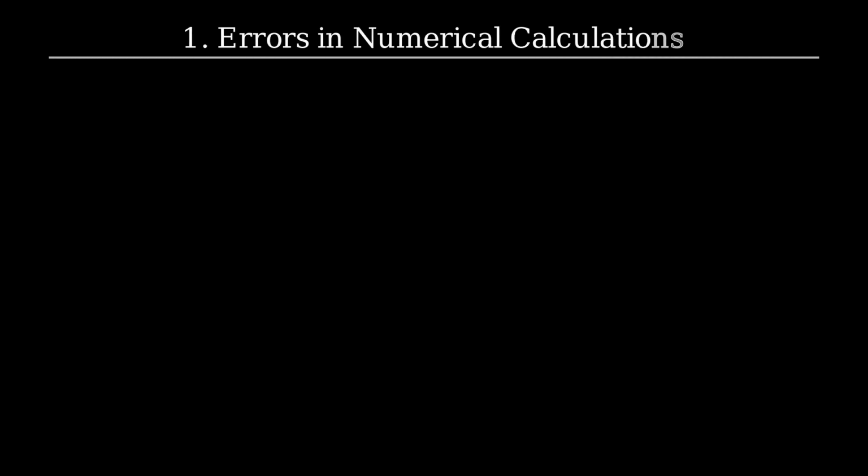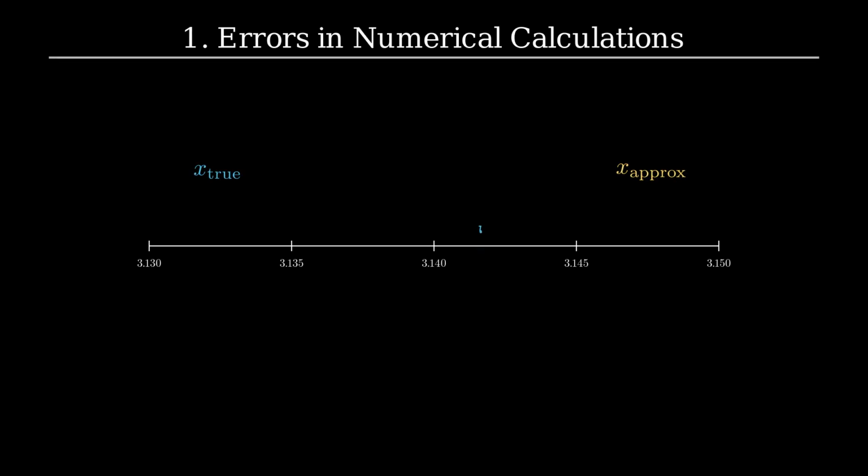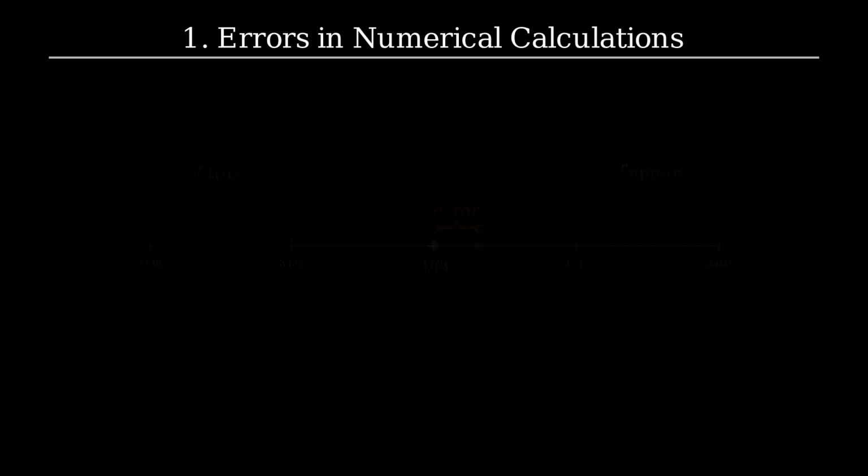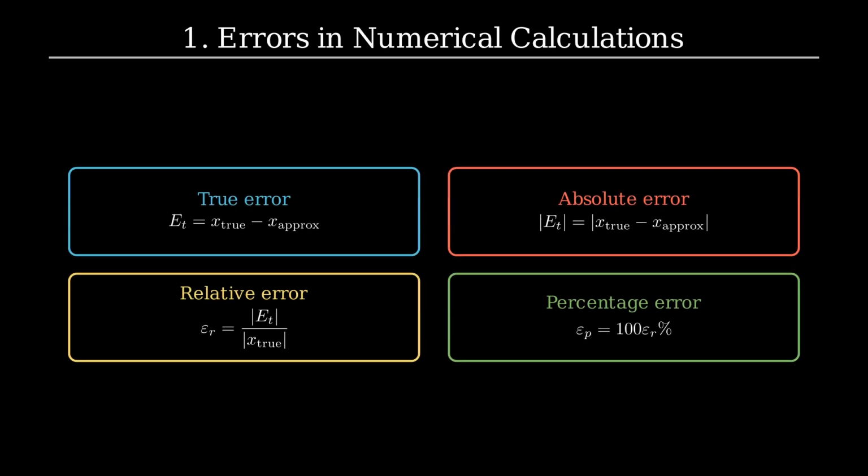Numerical error is the difference between a true value and an approximate value. For example, 3.14 is a useful approximation to pi, but it is not exact. The true error keeps its sign. The absolute error records only its size. The relative error compares that size with the true value. And percentage error expresses the same ratio as a percent.